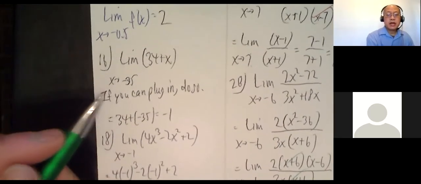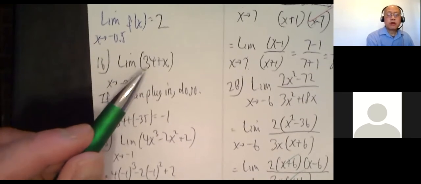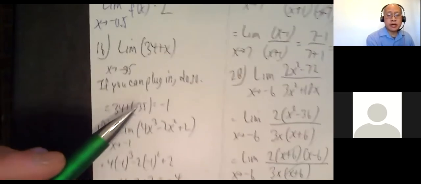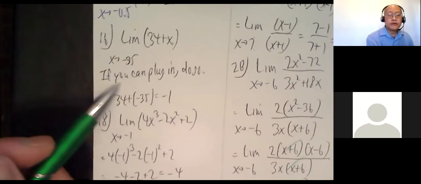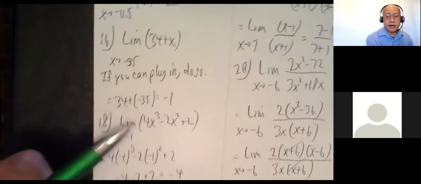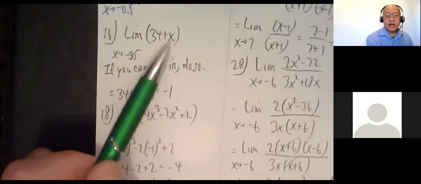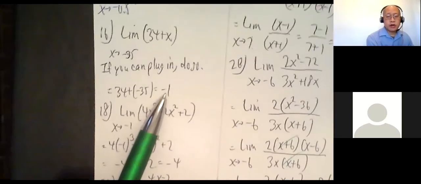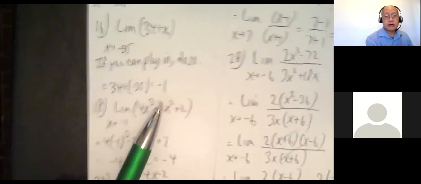Limit as x approaches negative 35 of 34 plus x. Okay, now the easy ones are if you can just plug in. So the rule is if you can plug in, do so. You say, what do you mean by that? When I plug it in, just put negative 35 there. 34 plus negative 35, the answer is 1. Done. What can be easier, right?